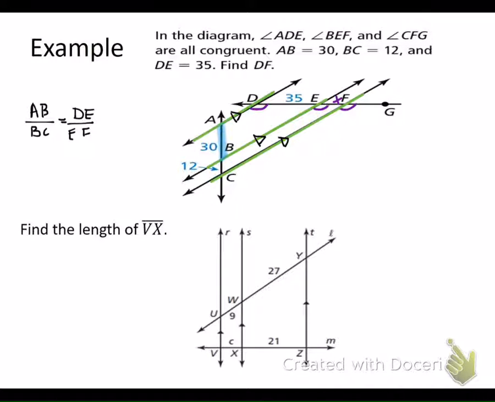So AB and DE are between the same two parallel lines. So those two are both in the numerator. And BC and EF are between the same two parallel lines. And that's why those two are in the denominator together. So we know AB is 30. BC is 12. DE is 35, and we are trying to find DF.